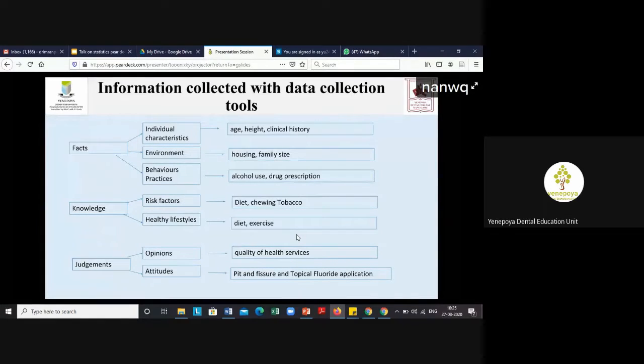Judgments: the opinions on quality of health services, like how well a medical college or dental college is delivering oral health care services. So we will devise the questionnaire based on the opinion. We want to collect the opinion of the patient. We want to collect the opinion of the various stakeholders, like the faculty, the students, and everybody else. So based on that, we can design our data collection tools.